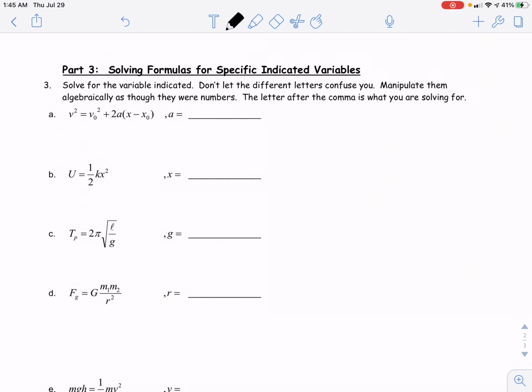Hello and welcome. In this video tutorial, we're going to take a look at part 3, solving formulas for specific indicated variables from our physics math review. Remember to pause or rewind the video as necessary.